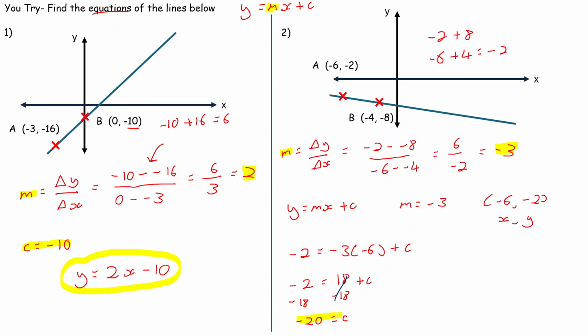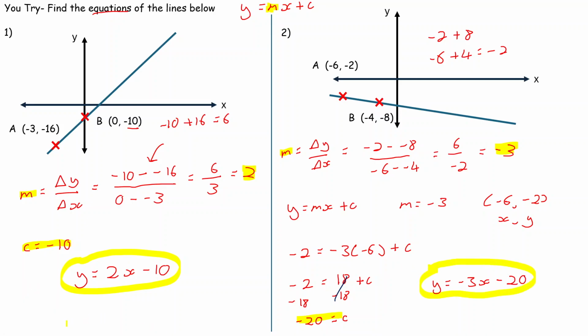Okay, so that is good. Therefore, the overall equation of my line is going to be y is equal to my m value, which is -3, so -3x. My c value is equal to -20, so take away 20 this time. And that is the equation of this last line.